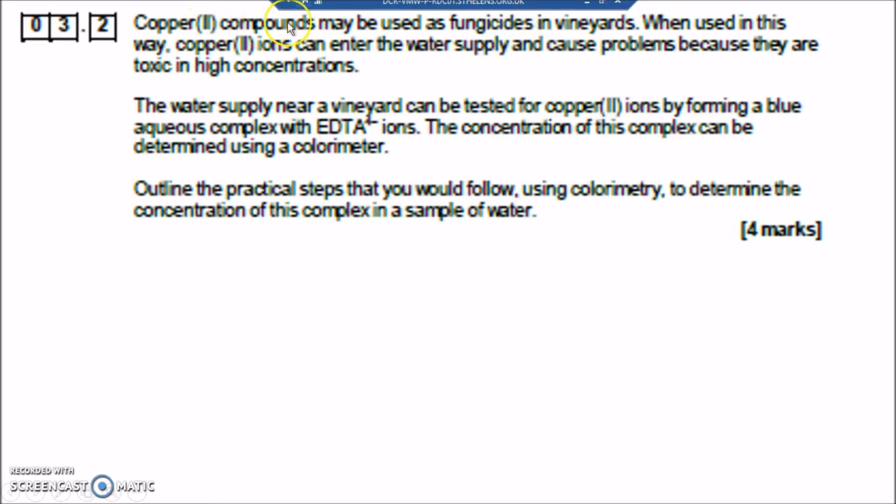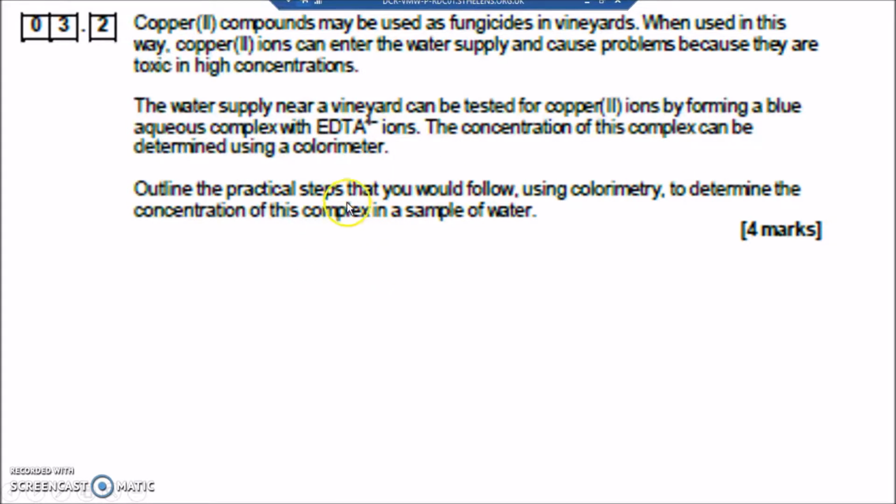Question 3.2. Copper 2 compounds can be used as fungicides in vineyards. When they use the copper 2 ions, they can enter the water supply and cause problems because they're toxic in high concentrations. The water supply near a vineyard can be tested for copper 2 ions by forming a blue aqueous complex with EDTA 4- ions. The concentration of this complex can be determined using a colorimeter.